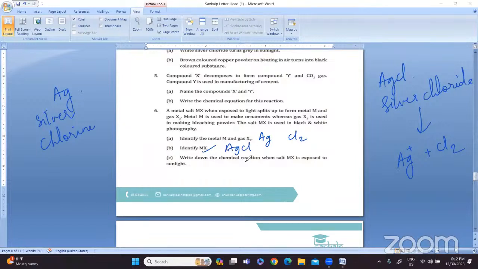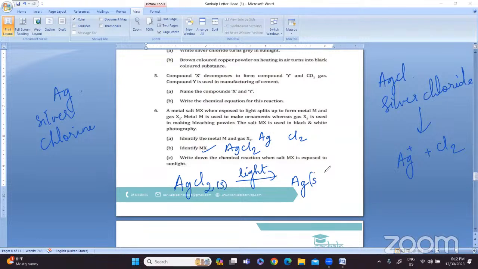Silver chloride. Then for option C, write down the chemical reaction when the metal halide, AgCl, which is solid, is exposed to light. How will it split? It will split into Ag and Cl2 gas. So like this you have to mention.